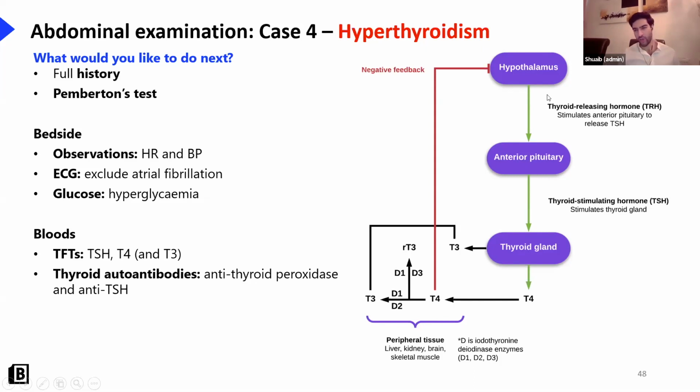And I'm sure we all know the feedback loop where you have the hypothalamus releasing TRH, the pituitary releasing TSH, and the thyroid gland predominantly releasing T4 and a bit of T3. Most of that T4 is converted peripherally to T3. That's why we mainly look for T4 in blood tests, because the thyroid gland predominantly releases T4, also known as thyroxine.